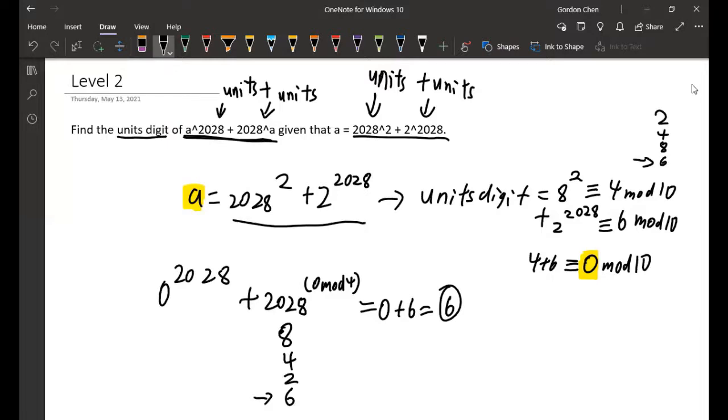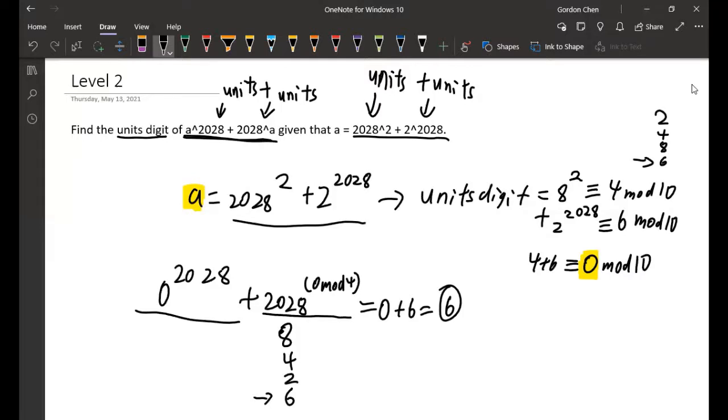And now we take this part. We have 0 to the 2028 plus 2028 to the 0. And a is not actually 0. It's a number larger than 0. It's just that the unit digit is 0.